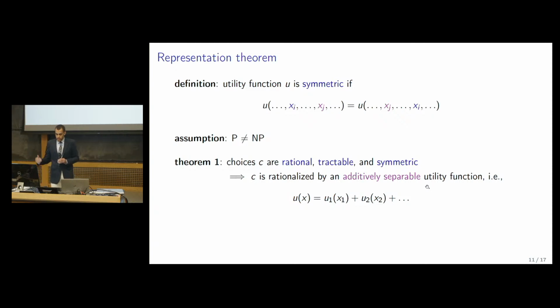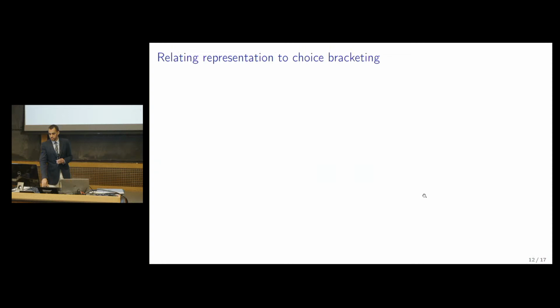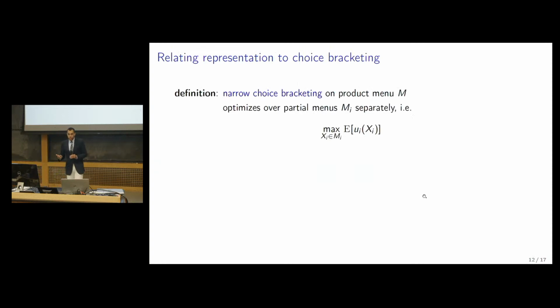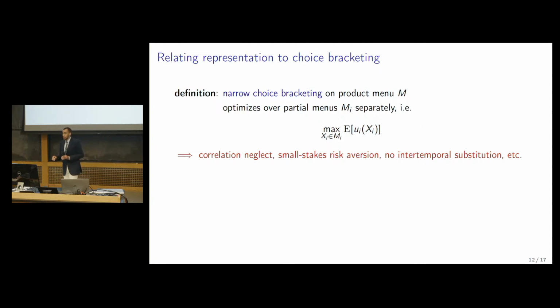Now let's try to understand this again in the context of narrow choice bracketing. To define narrow choice bracketing on product menus M, narrow choice bracketing will optimize over these partial menus Mi separately. In other words, you'll have some utility function ui specific to coordinate i, and you will choose the partial lottery within the partial menu that maximizes expected value of that coordinate-specific utility function. Now, again, I just want to stress that this can lead to odd-seeming behaviors. Things like correlation neglect, things like small stakes risk aversion, but not the more large stakes risk aversion that economists are used to working with, a lack of intertemporal substitution, as we saw in the bike messenger example, and so forth. So a lot of seemingly odd behaviors.